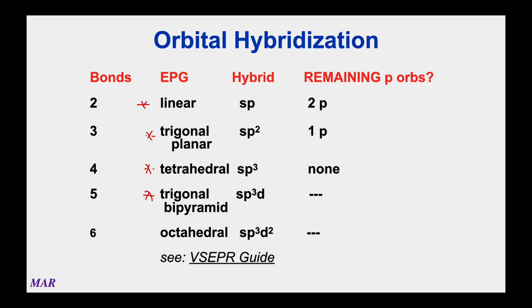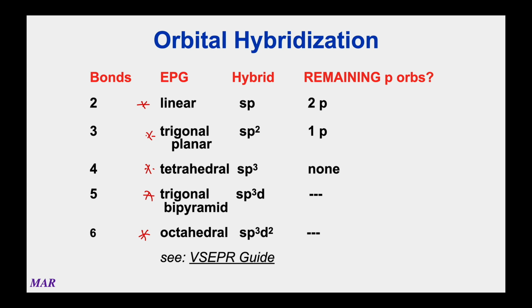Sometimes I refer to that as dsp3. I put the d first. That's an older way of doing things. It is the same thing. I like the d orbitals a lot, so it's hard for me to get rid of that one. But the new way is sp3d, fine. And octahedral is sp3d2, and you got it. It could be d2sp3 as well.